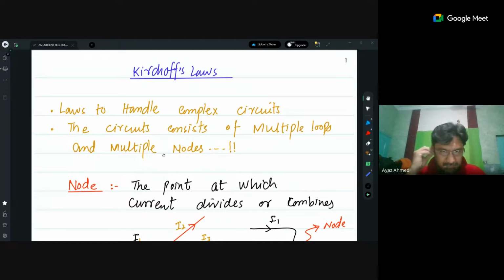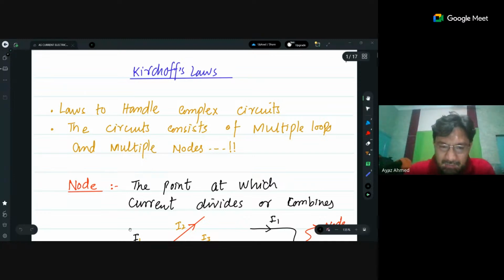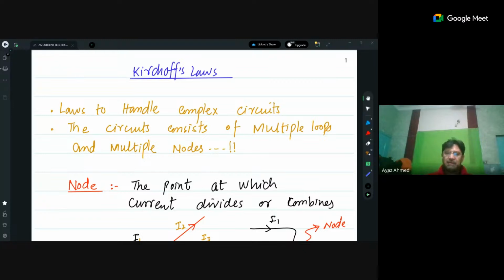So basically, this topic is a bit complicated for the students. Why? Because this is something new for the students, and this is not yet studied before. Before that, we have gone through DC circuits like series circuits, parallel circuits, resistance, potential difference, EMF, everything. But this is not the topic which we have gone through earlier.